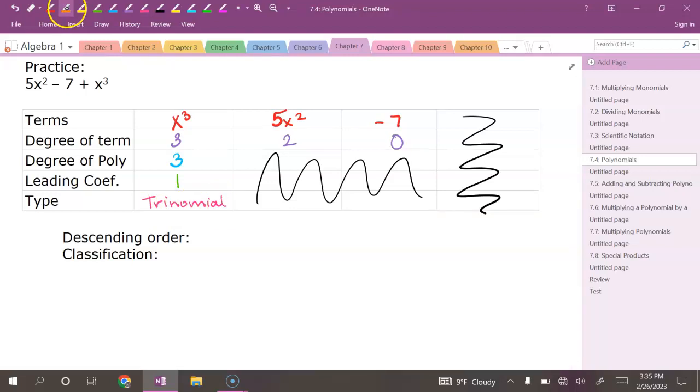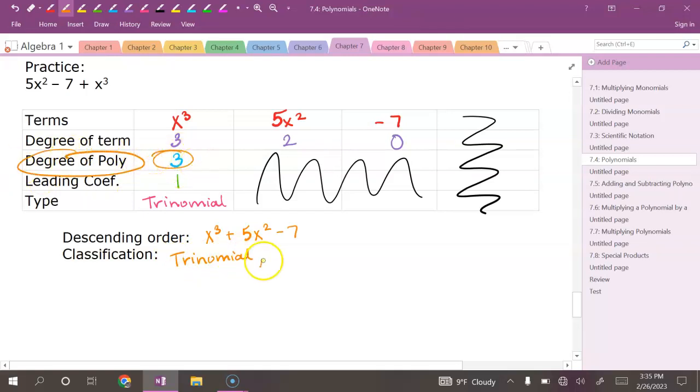The descending order would have been that x to the third plus 5x squared minus 7. That's what you wrote across the top there. Your classification, I would have called this a trinomial. And then looking at its degree, the degree of the poly here, it's 3, so that name would be cubic.